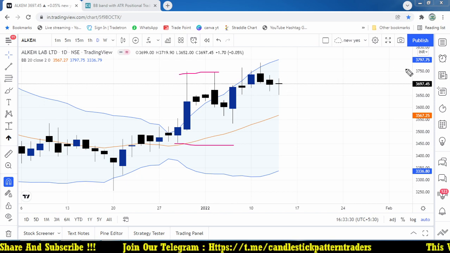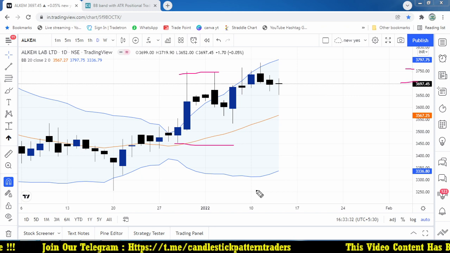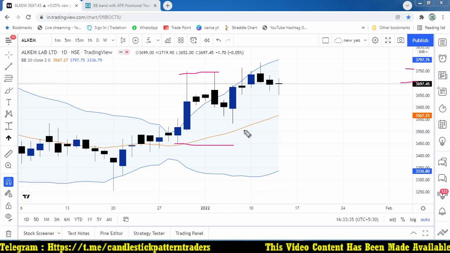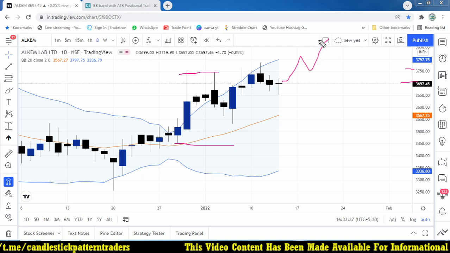Maybe you are buying at 750. Now it is 3,700 nearby. So 50 points is down. There is a chance, we are waiting for that upside target.